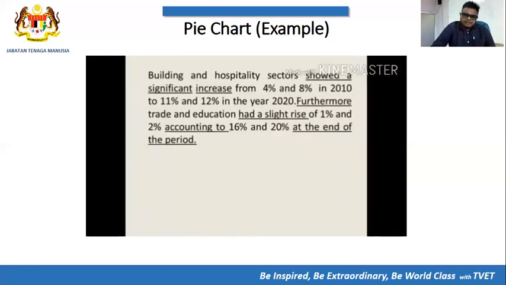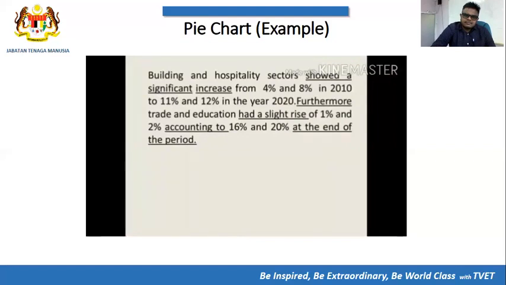So here we are showing that the most increase was in building and hospitality. If you talk about building and hospitality in the year 2010, what did it show? 4% and 8%. Whereas in the year 2020, it was 11 and 12%. So the percentage had increased from 2010 to 2020. And furthermore, we also talk about trade and education. They showed a slight rise, a slight increase, that is 1 and 2%.